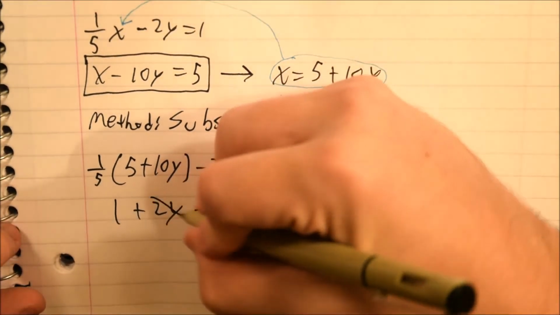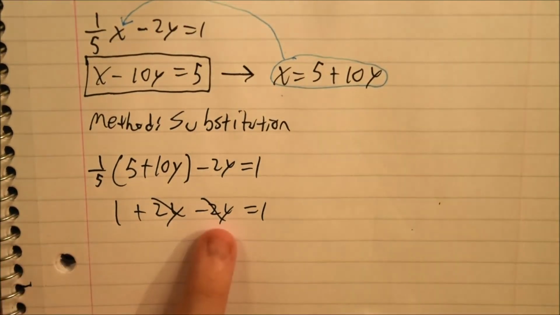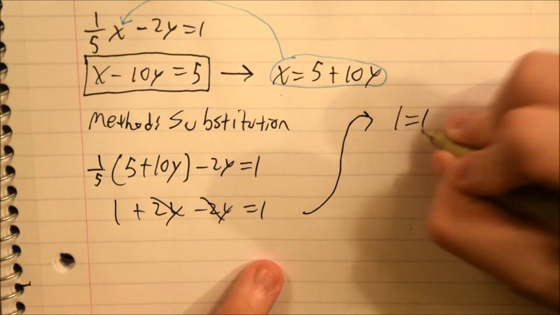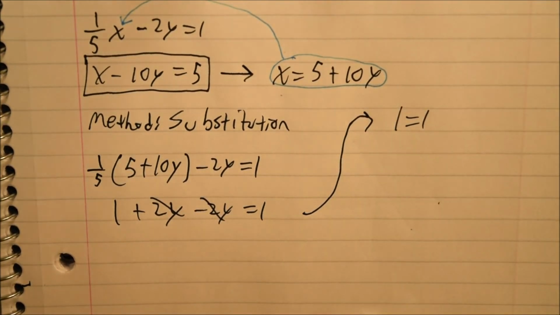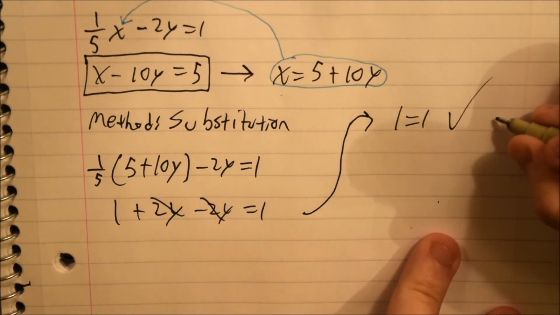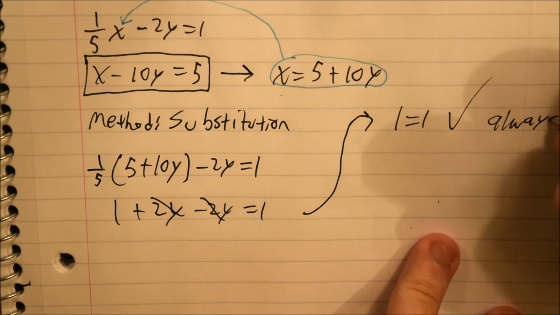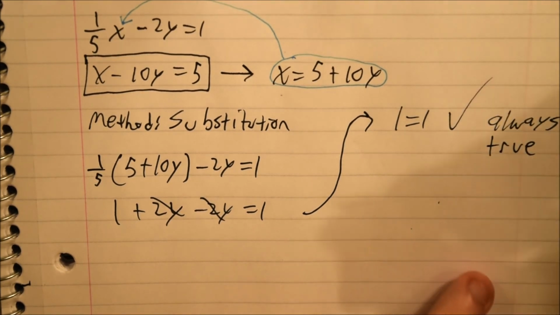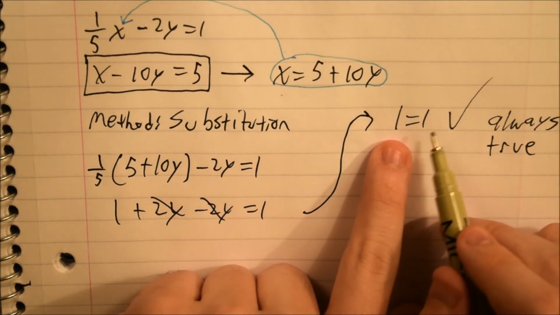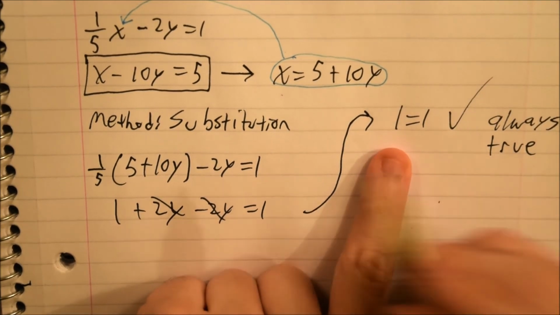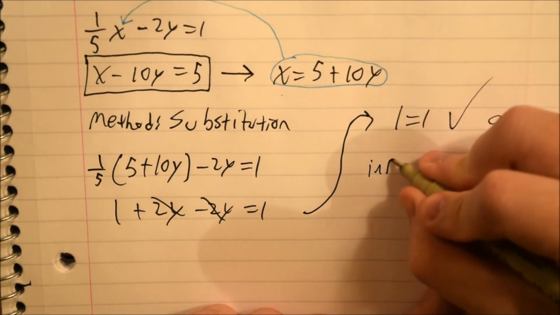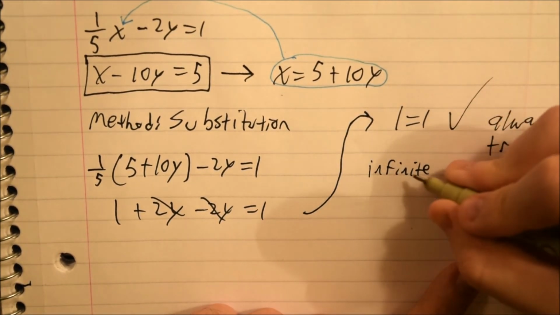Now my plus 2y and minus 2y cancel each other out, and so I'm left with 1 equals 1. And that looks kind of weird, right? Well, this is always true. 1 is always equal to 1. And so when we get something of this form, like one number equal to the same number, that's when I have infinitely many solutions.